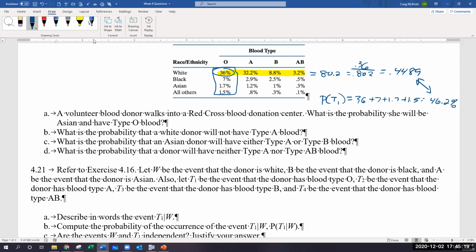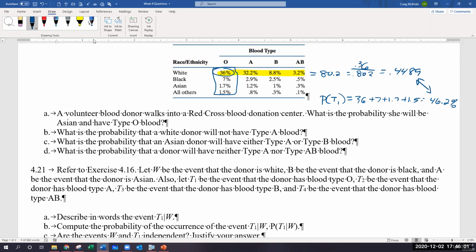And this is actually true. We know that different races have different distributions of blood types. It's just some weird genetic thing. And so your race and your blood type are not independent, because one does in fact influence the other. Being whatever race you are will have an influence on the likelihood of you having a certain blood type. So W and T1 are not independent because the probabilities are not the same. Basically, the probability of T1 given W does not equal the probability of just T1.